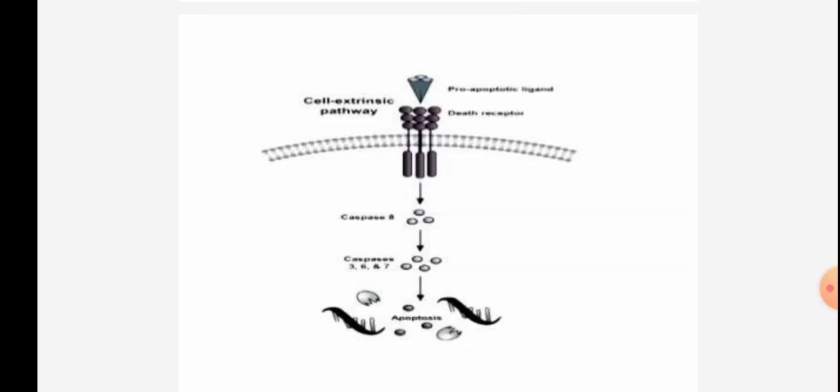The figure shows the cell death of the apoptosis extrinsic pathway. In the extrinsic pathway, the pro-apoptotic ligand and death receptors are initiated. Caspase 8 and caspases 3, 6 and 7 are initiated. This is how apoptosis is processed.